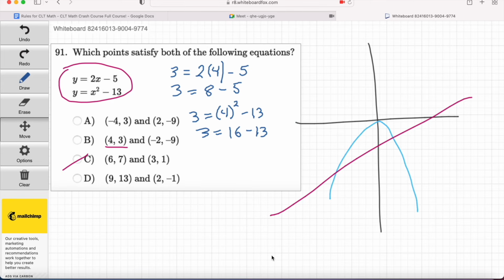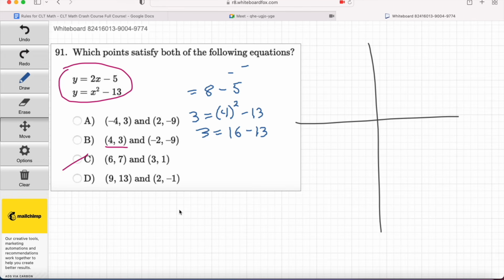So because I don't see 4, 3 in any of the other answer choices, I think it's really likely it's going to be B. Because if 4, 3 works, you can't have 2 other independent solutions, giving you a total of 3 solutions. I think it's got to be B. Now let's double check and confirm this. Let's plug in negative 2 and negative 9 just to make sure. I don't see how B is not going to work if 4, 3 works.